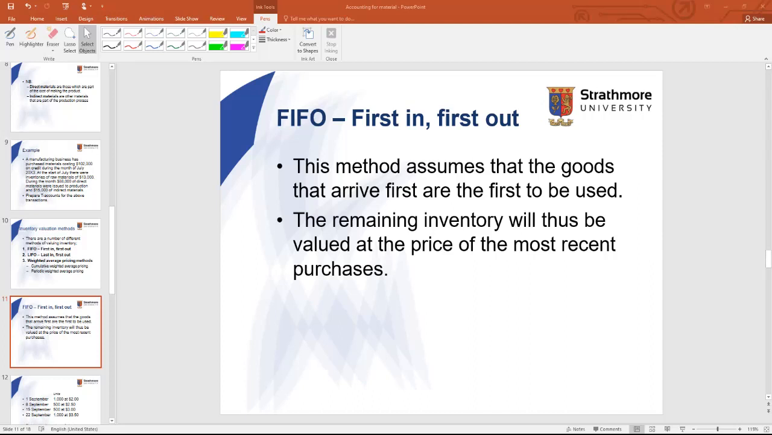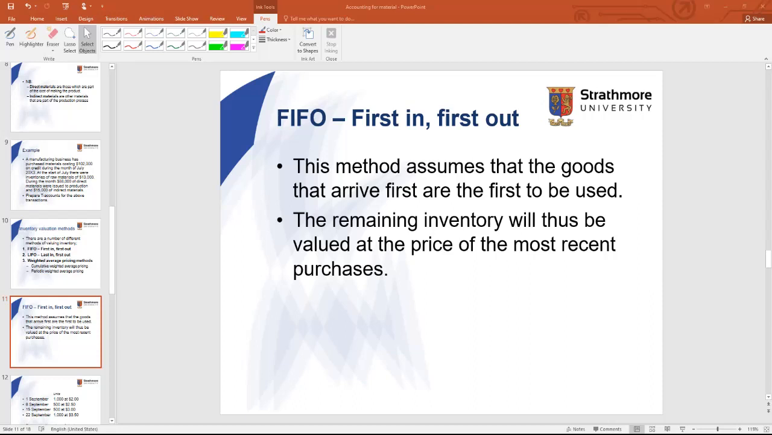If we have a case, let me just repeat that point. In case we have the scenario where the price of commodities in the market is increasing, for example, the price yesterday is $10 and the price today is $15, then the closing inventory, the items yet to be sold by the end of the day, are made more of the items we bought today. So their value per item is $15.